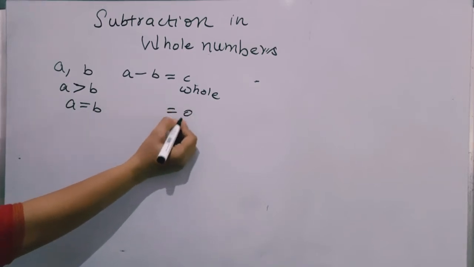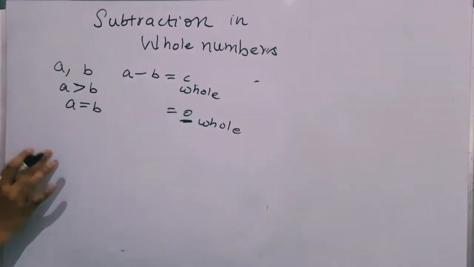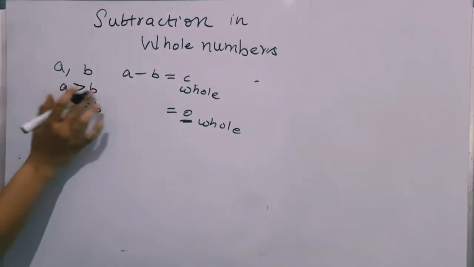The answer will be 0. Then 0 is also a whole number. So only in these two cases the closure property follows, when the value of a is greater than b.